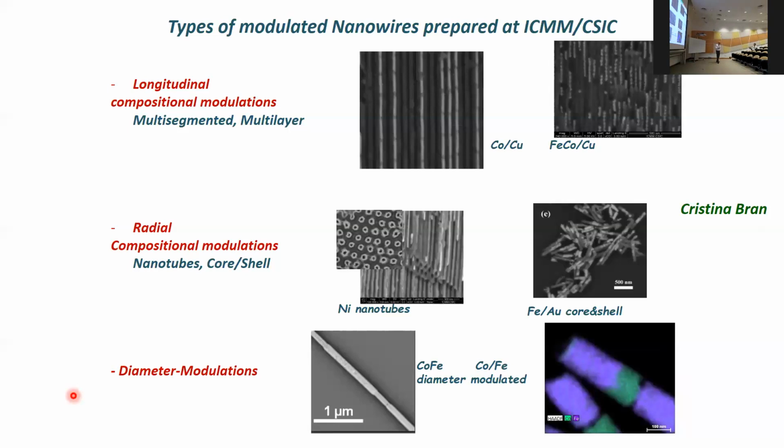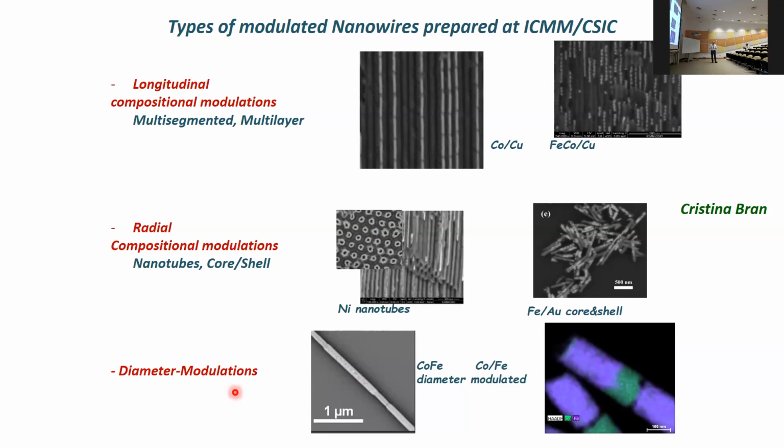For example, of course, those having a homogeneous diameter and homogeneous composition, but also we can fabricate modulated nanowires. For example, with modulations in composition, this one here you see modulated along the length. This is a cobalt copper multilayer nanowire. The modulation can also be in the radial direction, for example, having nanotube or core-shell nanowires, but also modulations in diameter. So you see here an individual nanowire with alternating segments of different diameter.